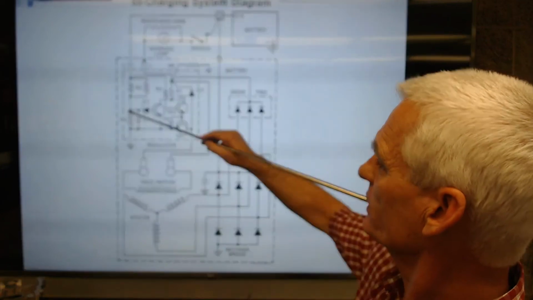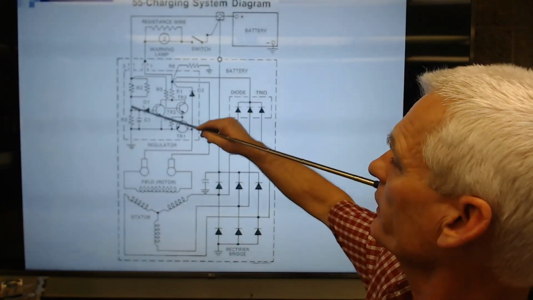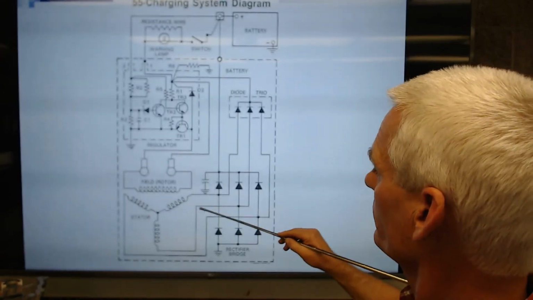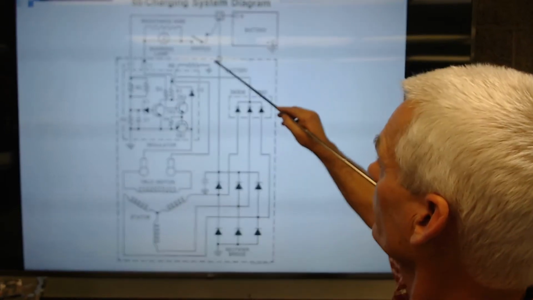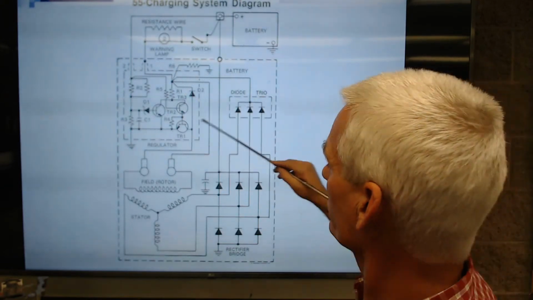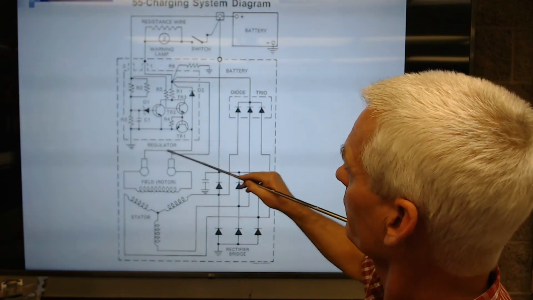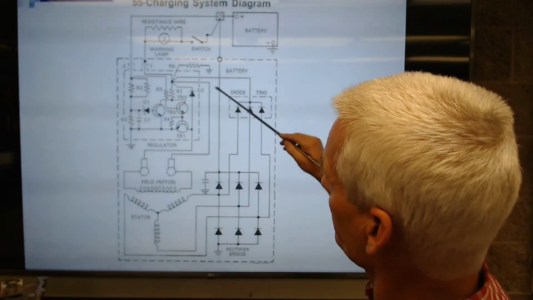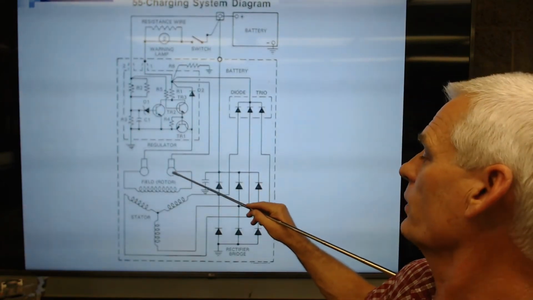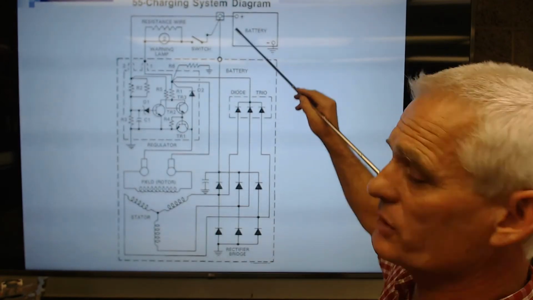And then all of this is our voltage regulator, which is a little more complicated circuitry, but this voltage regulator is going to control how much current goes back to the battery. Current's coming out of here, going up here, and going back into the battery. The way it controls this current output is by controlling what goes into the rotor. So all this stuff here is the voltage regulator controlling voltage and current to the rotor. The output of the stator goes into the diodes, turns it into DC, and charges the battery.